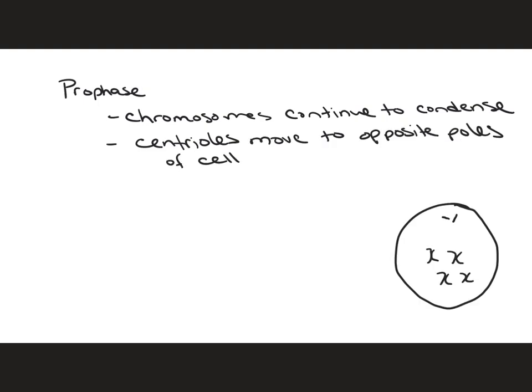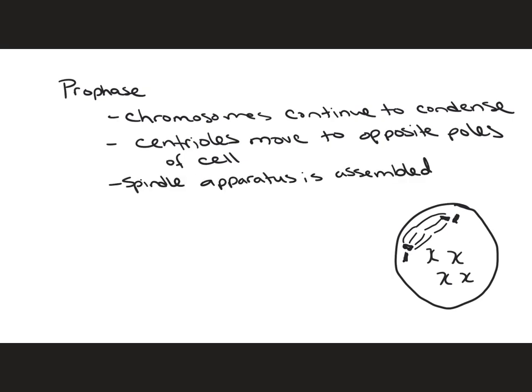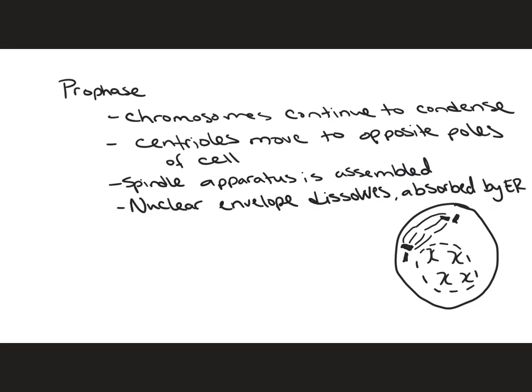So the centrioles are going to move towards opposite ends, and here they're kind of moving away from each other to eventually get to the opposite ends. And they lie 90 degrees to one another. And then from them, the spindle apparatus is going to start to be assembled. So it's going to kind of look like this, and they're going to continue to move. The other thing that's going to happen during this phase is that the nuclear envelope, which surrounds the genetic material, is going to start disappearing because it's going to be dissolving and being absorbed by the endoplasmic reticulum. This will move the cell into prometaphase.